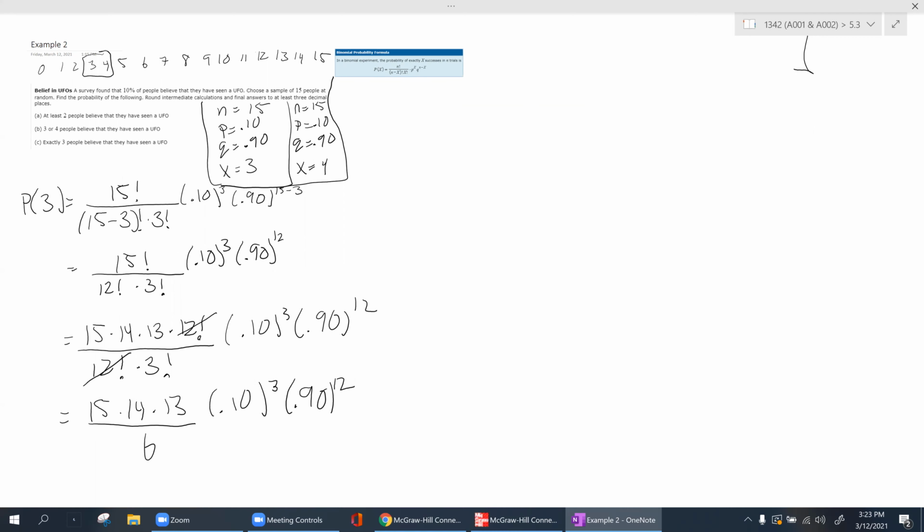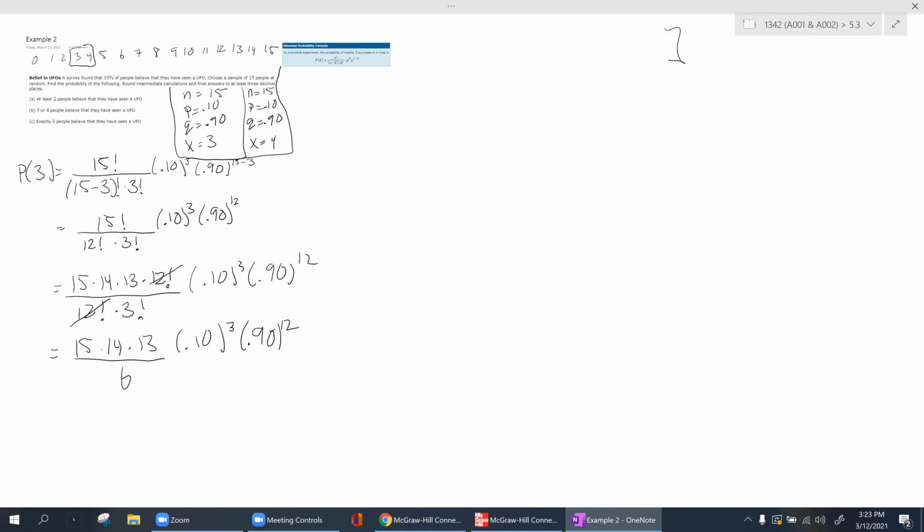Times 0.90 to the 12th. Let's see what that gives us. Let's plug all that in. I'm going to plug in first 15 times 14 times 13 in parentheses, divided by 6. It's going to give me 455.